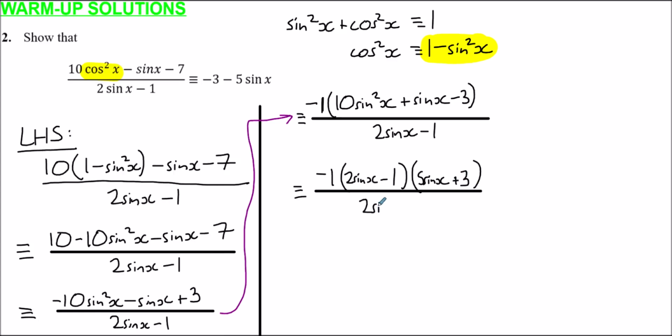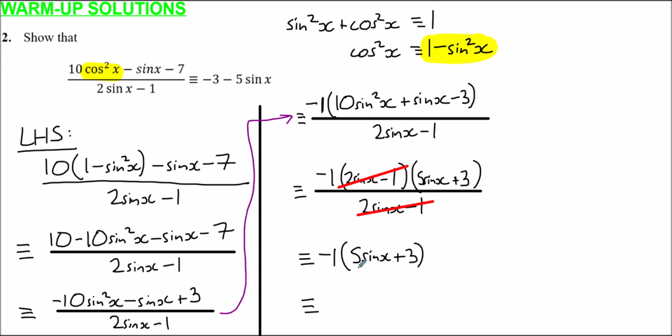Again, all over 2 sine x minus 1. Now what you should spot is, indeed, there is a cancellation we can do. We can cancel the 2 sine x minus 1 at the bottom with a 2 sine x minus 1 on the top. So now we're nearly home and dry. So now we've got minus 1 lots of 5 sine x plus 3.